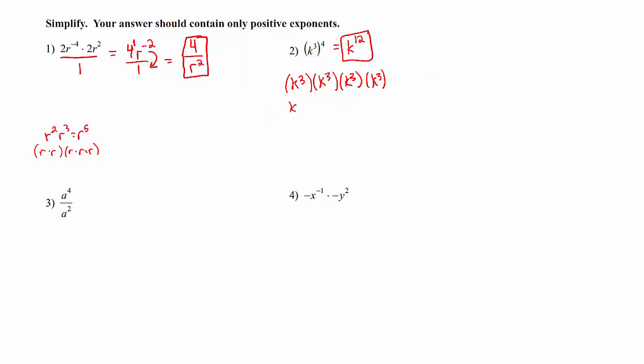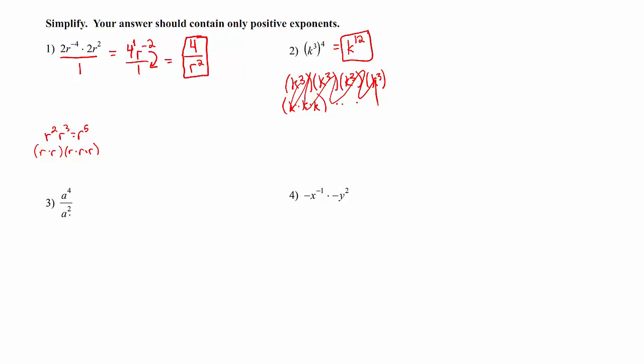Or we could go a step further and write out all of the k's and count up all of the k's, but that would be a lot of effort. So, yeah, k was a poor choice of variable. Anyway, 3 times 4 is 12, so it's k to the 12th.